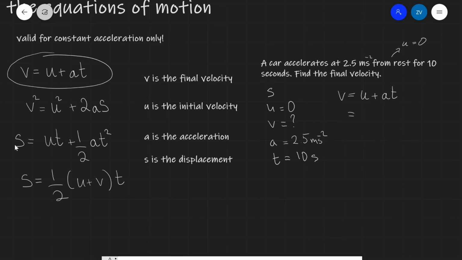We know that v is equal to 0 plus the acceleration, which is 2.5, multiplied by the time, 10. So we know that our final speed v will be equal to 25 meters per second.